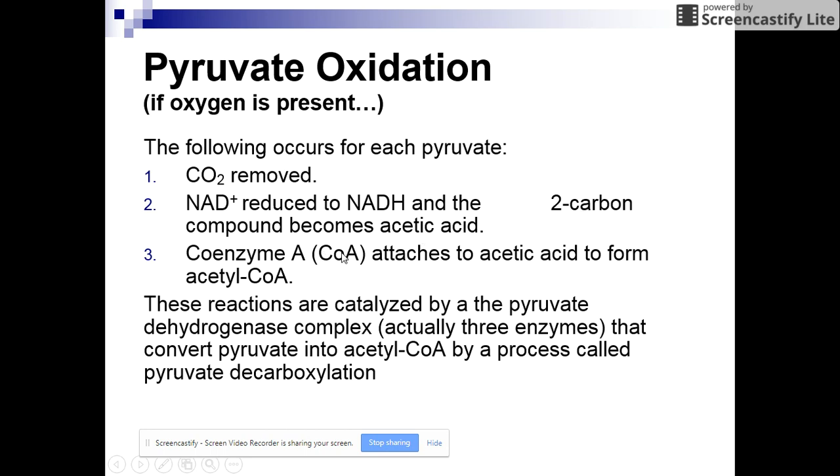Then a coenzyme A is attached to the acetic acid to form acetylcoenzyme A. So this is not just, even though it kind of alludes to it in the PowerPoint that it's one step, it's actually multiple steps that take place on one enzyme complex called the pyruvate dehydrogenase complex, which is really 3 enzymes. So it's a little bit more complicated than what we have here, but this is what I want you to remember.